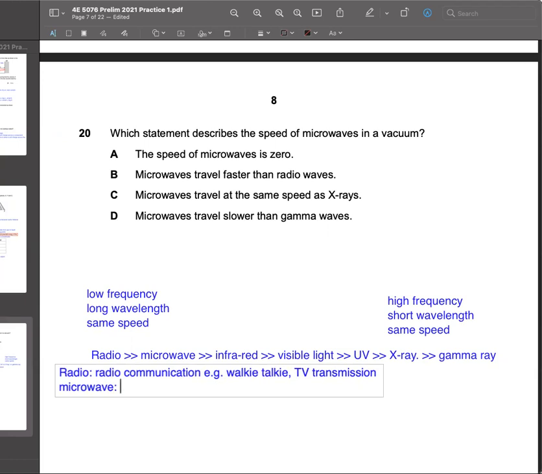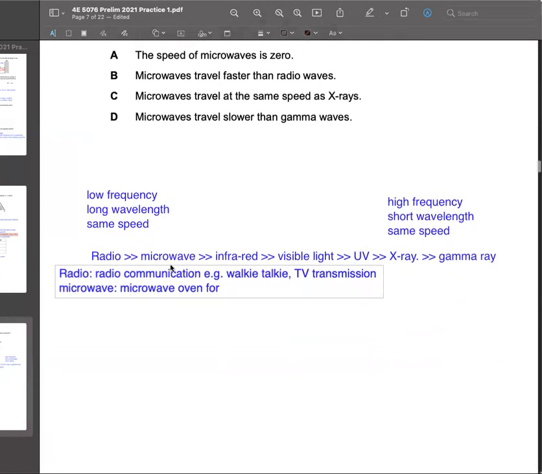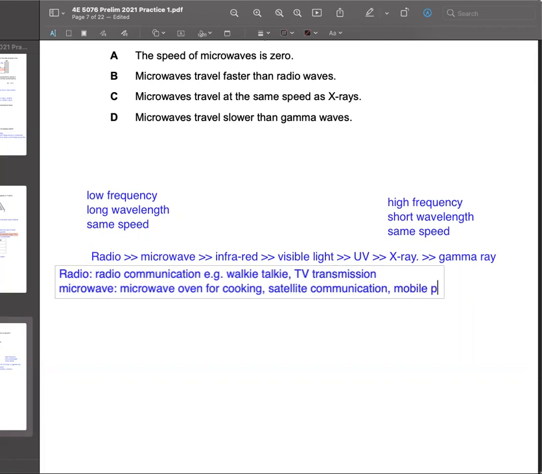Microwave. You cannot just say microwave oven. If you write like that, you will be wrong. Microwaves are used for cooking. Then the other one, satellite communication, and your mobile phone.